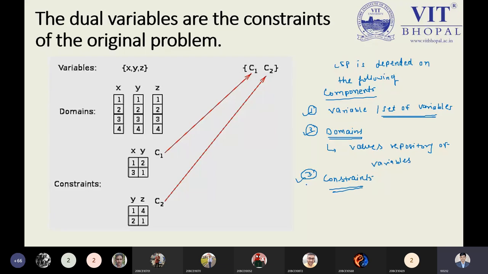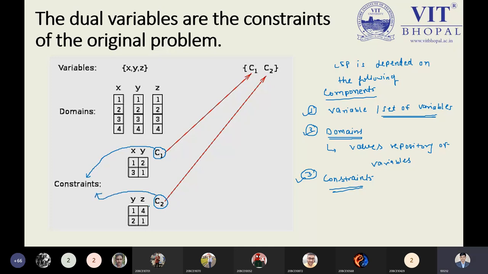Next one, we have a constraint. A constraint is a set of constraints, we can say, which are followed by the set of variables. You can see in this image, what are the variables? We have X, Y. C1 and C2 are the two constraints. Please keep in mind, these are the two constraints.